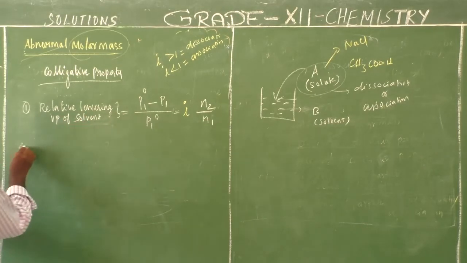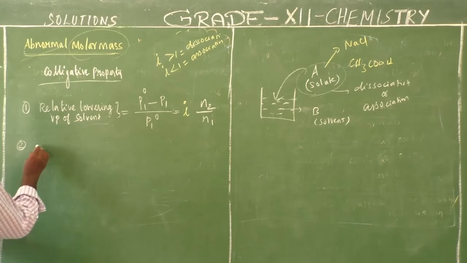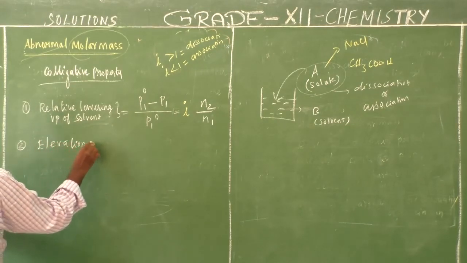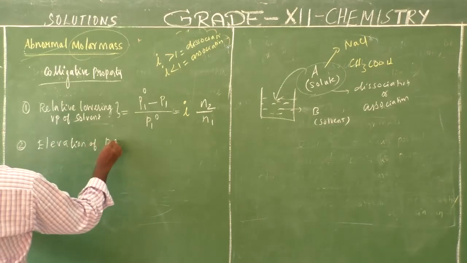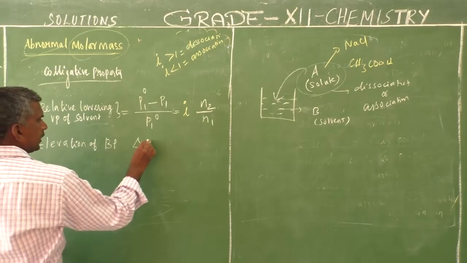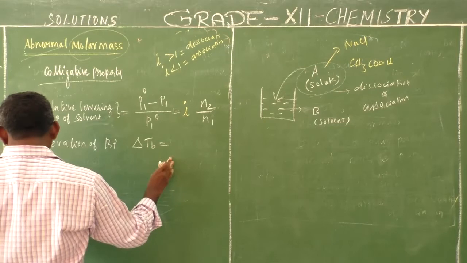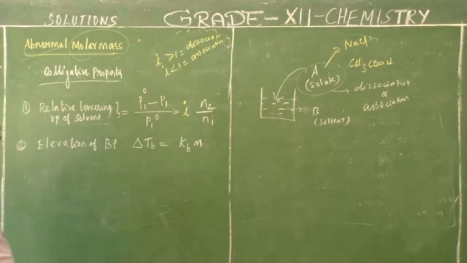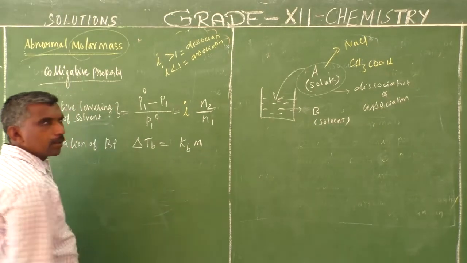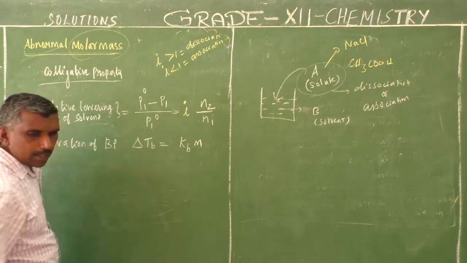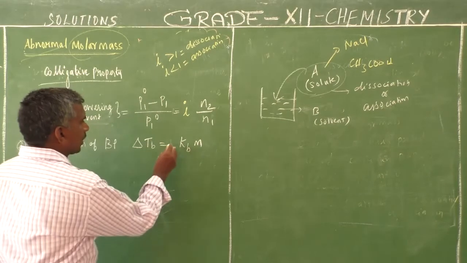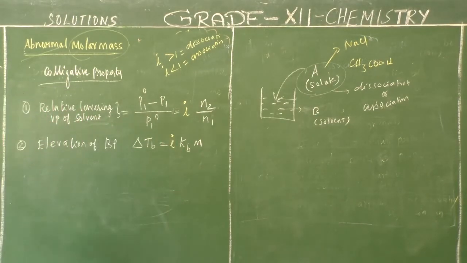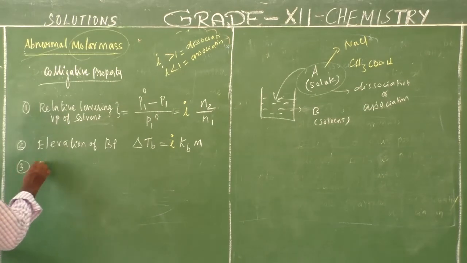One. Second property, elevation of boiling point, that is delta Tb. The previous colligative property was Kb times m, where Kb is the boiling point elevation constant and m is molality. Here we make only one change by using the abnormal mass i value. Third, depression of freezing point.